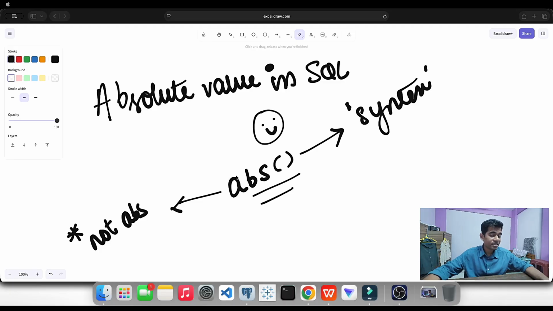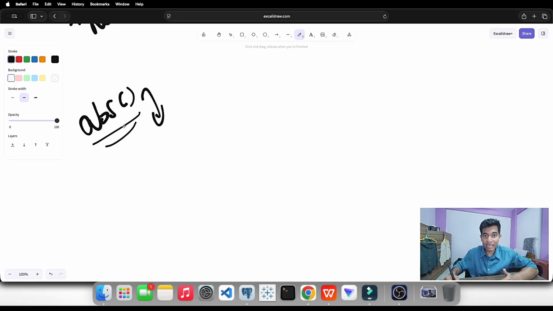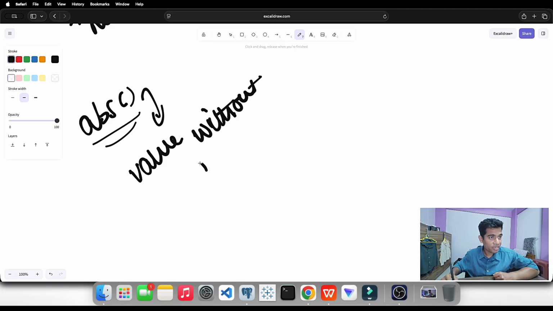First things first, let's understand the theoretical part of the topic named absolute value. What is an absolute value, or what is an absolute function? Absolute value is nothing but the number without a sign, simple as that. It means a very basic definition of ABS: the value without any sign, right? Now you will be like, okay, what sign?